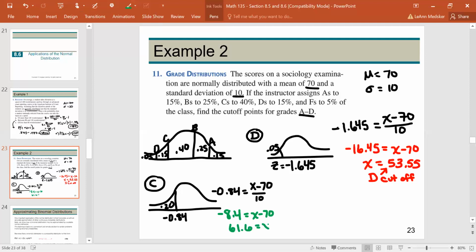So this is the C cutoff. If you make a 61.6, you get a C. Okay, we have two more to do. We need to do the B and the A.